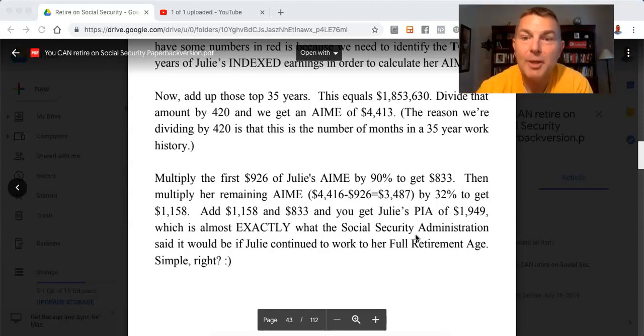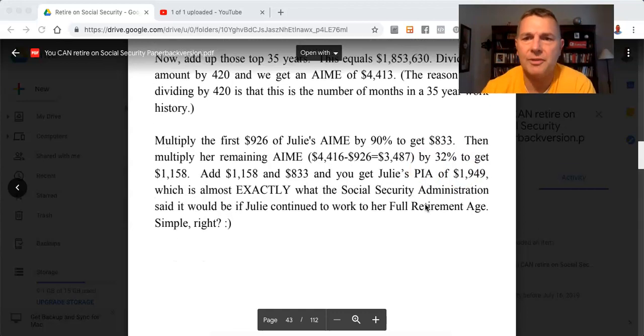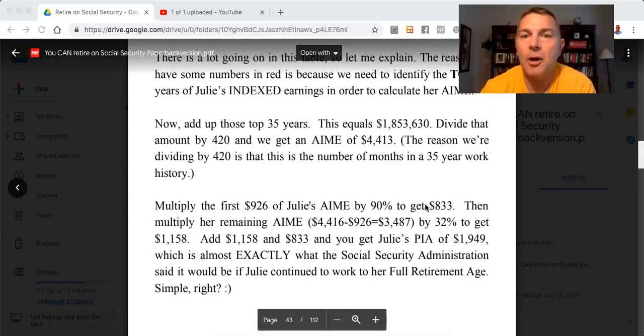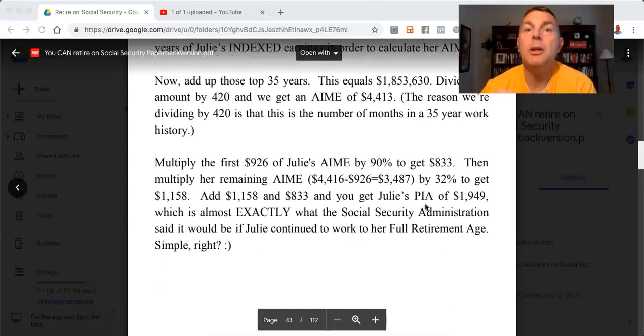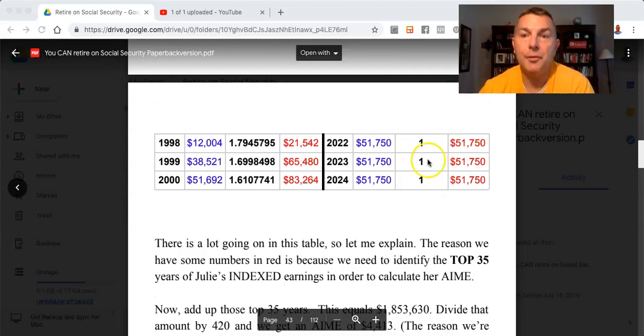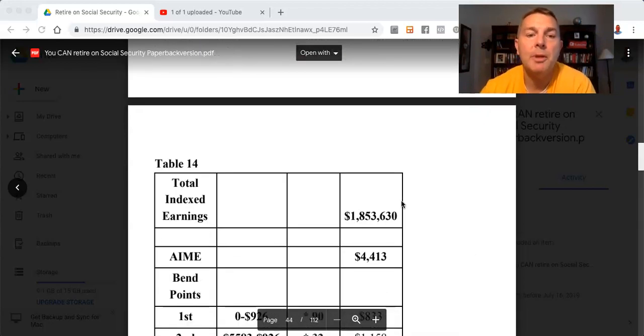Simple, right? And I just have to point out here, the issue is that I'm not using the month. Her FRA is actually 66 and 8 months. I'm not getting that specific because each month Social Security adjusts it. So I think we're off by $20, but at the end of the day, it's all contingent anyway because it's based on her continuing to make this $51,750, that exact amount, each and every year. So it's not going to be that anyway, but let's keep going.